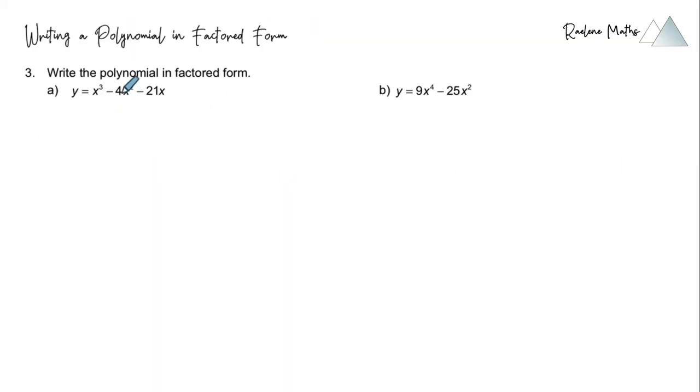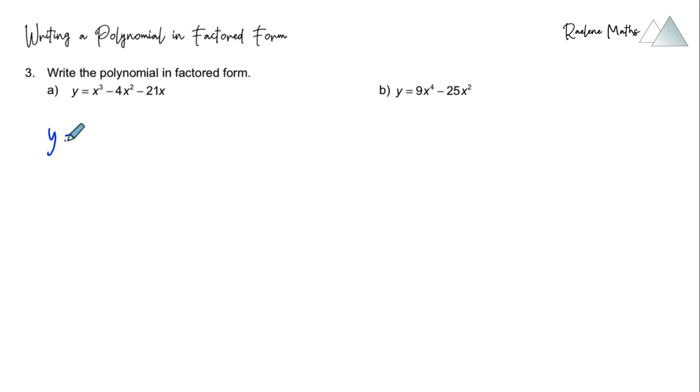In number 3, we want to write the polynomial functions each of these is in factored form from the standard form. Recall that the standard form has the leading term first, which is the term with the highest exponent on x, and then all the terms are in decreasing exponent on x form.